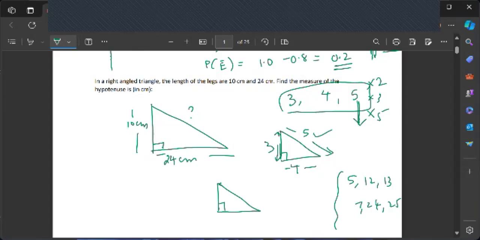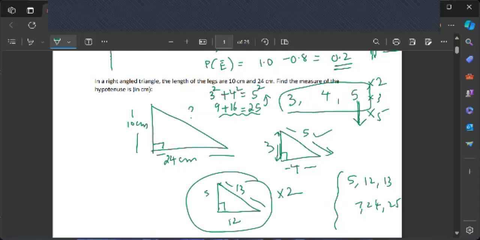So there's a thing that you need to remember as well. 3 square plus 4 square will be equal to 5 square. 3 square is 9, 4 square is 16. 16 plus 9 is 25, and that was nothing but 5 square. So the square of leg 1 plus the square of leg 2 will be the square of the hypotenuse. Now we have the 5, 12, 13 triplet, right? So if the legs are 5 and 12, the hypotenuse will be 13.